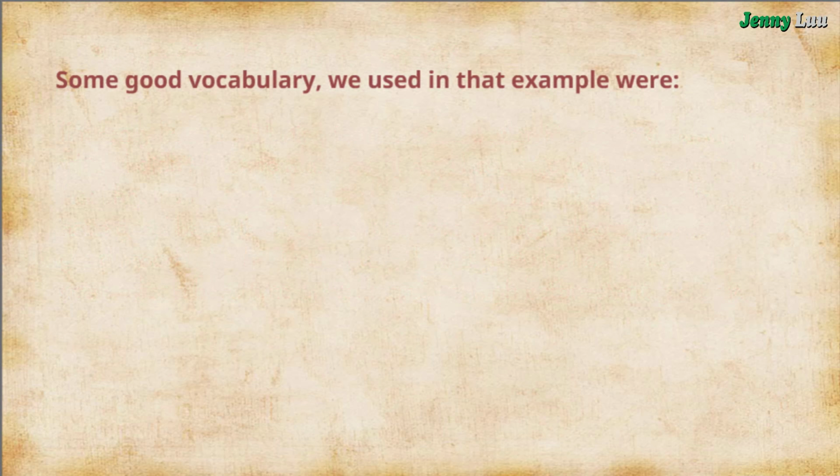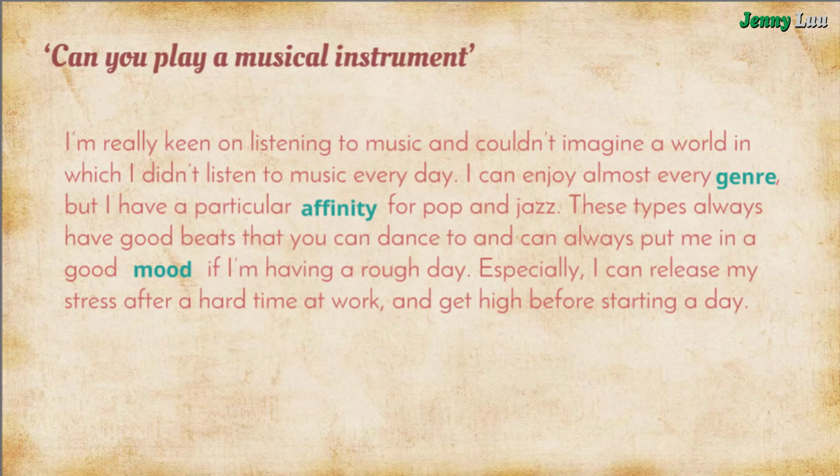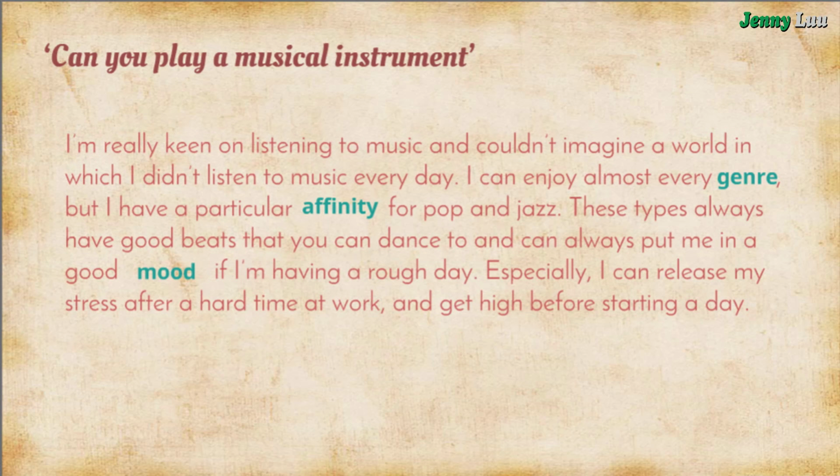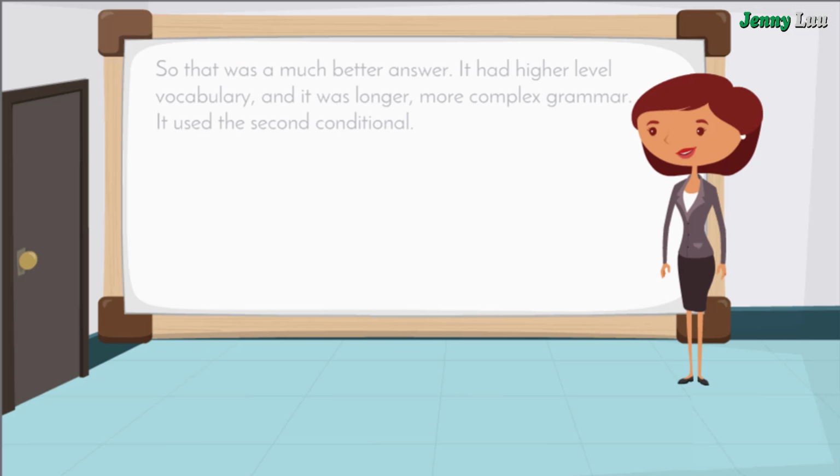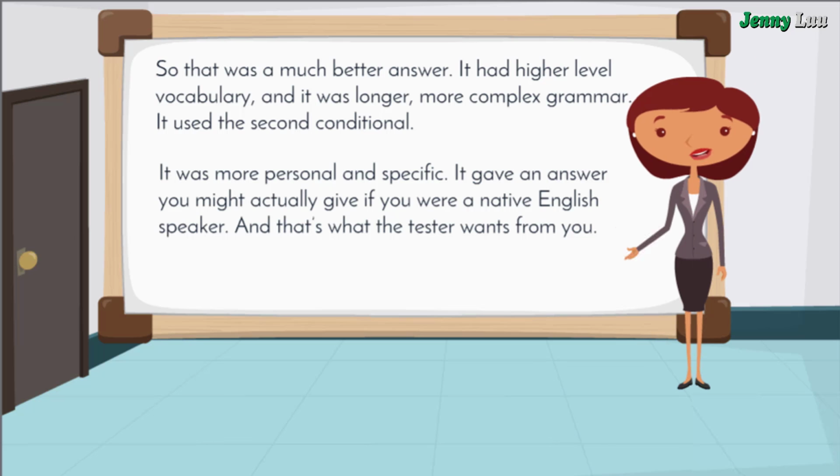Some good vocabulary we used in that example were genre, affinity, mood. So that was a much better answer. It had higher level vocabulary, and it was longer with more complex grammar. It used the second conditional. It was more personal and specific. It gave an answer you might actually give if you were a native English speaker. And that's what the tester wants from you.